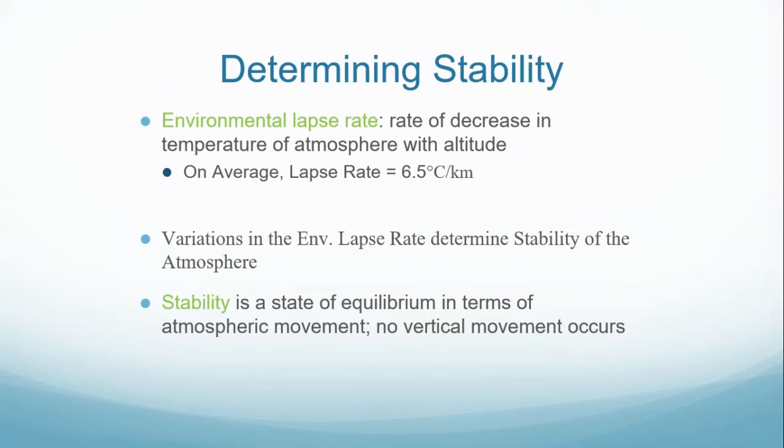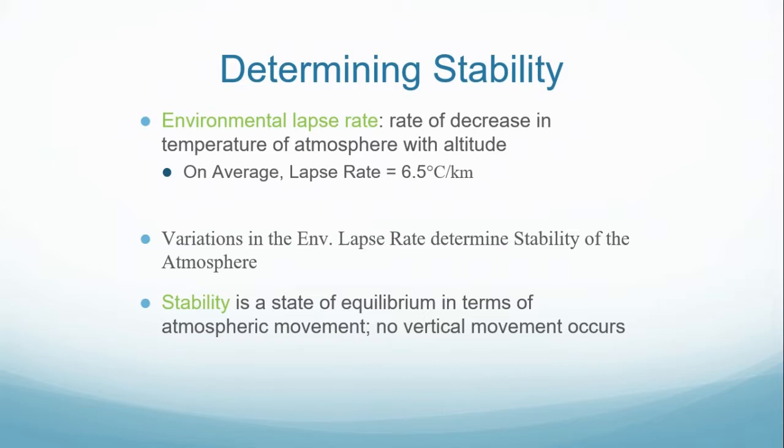So if the temperature at the surface were, say, 30 degrees Celsius, hop in a hot air balloon, fly up to an altitude of 1 kilometer, temperature would be 6.5 degrees lower, which would be 23.5 degrees Celsius. Now, remember that this is an average lapse rate, meaning it's not always that number. And the different variations in the environmental lapse rate are what determine whether the atmosphere is stable or unstable.